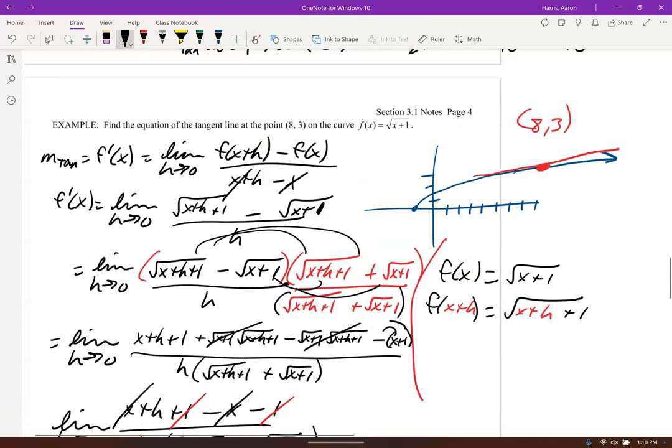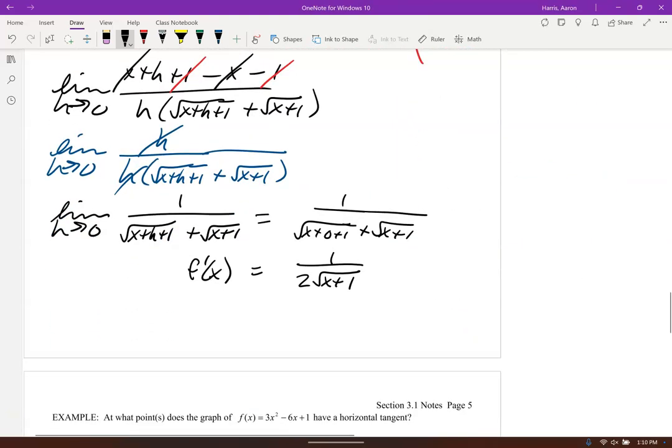Now remember, we wanted this at the point 8, 3. At 8, 3. So I'm plugging 8 in for x. So I got 1 over 2 square root of 8 plus 1. Well, square root of 9 is 3. So I got 2 times 3 on the bottom, which is 6. So my slope of the tangent is 1/6.